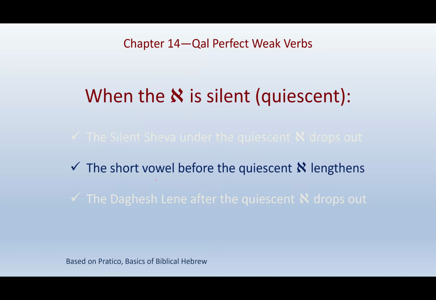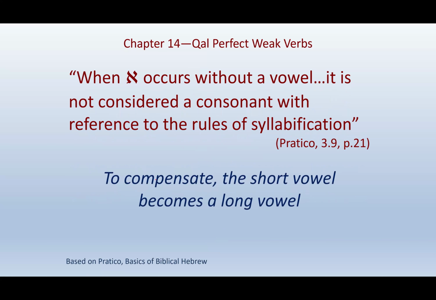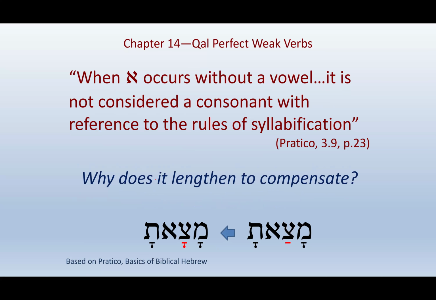Okay, so the short vowel before the quiescent aleph lengthens. When an aleph occurs without a vowel, it is not considered to be a consonant with reference to the rules of syllabification. Well, that was back in chapter 3.9. To compensate, the short vowel becomes a long vowel. So instead of matzata with a short vowel, the patach becomes matzata with a qamets. It lengthens before the quiescent aleph. Notice there's no shva or anything under the aleph. So because of that, the vowel lengthens. And we see that in the chart. Why does it lengthen to compensate? The syllable is now open.